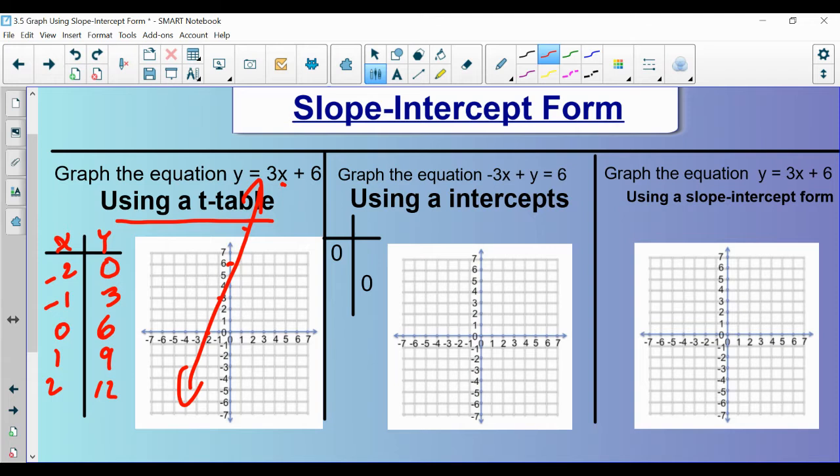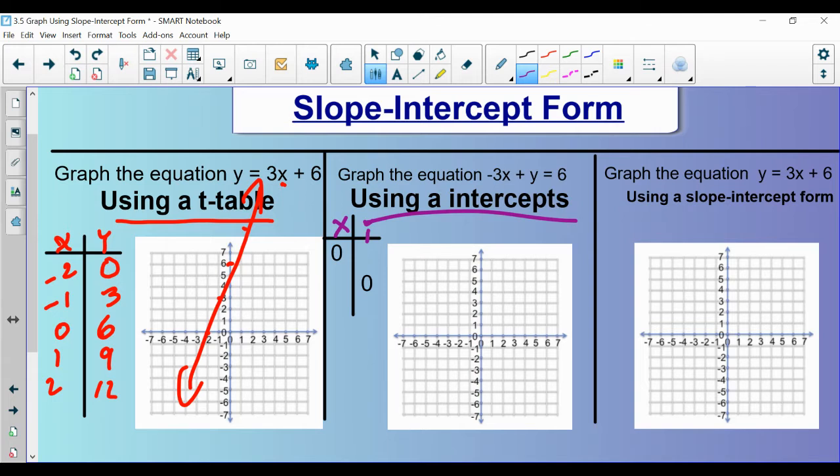The next way that we learned to graph was graphing using intercepts. If I asked you to graph using intercepts, what I would want you to do is make this little t-table, x, y, just like over here, but now I want you to put zeros in opposite corners.